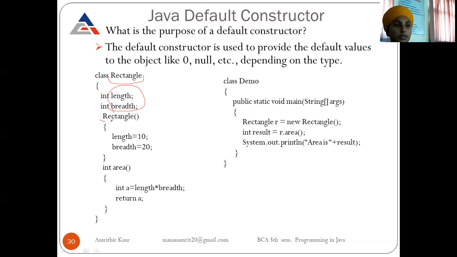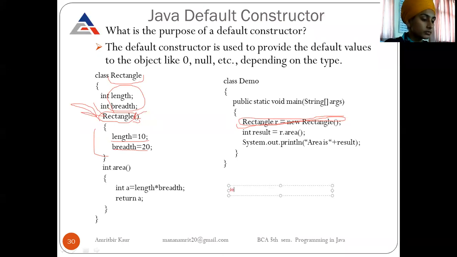The constructor name must be the same as our class name. So this is our constructor: Rectangle, then parentheses, and there is no parameter because it is a default constructor, and in a default constructor no parameter is passed. In the body of the constructor, we initialize the value of length as 10 and breadth as 20. When the object is created in our main method, this line will be executed.